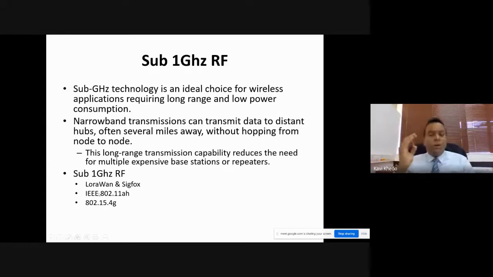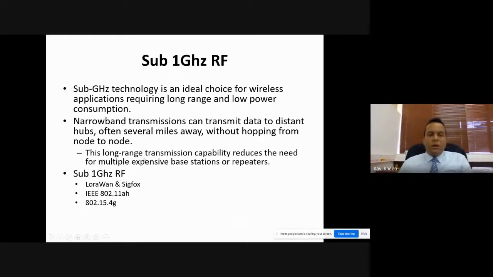So narrow band transmission can transmit data to a distant hub quite far, often several miles away. We have seen up to 100 kilometers without hopping. Hopping means one node transmitting to another node. When you cannot transmit very far, this is what you should do: hop from one node to another node, to another node. But when you do this, you consume lots of energy of the node. So instead of this, if you can have one long distance communication, then it will be very good.